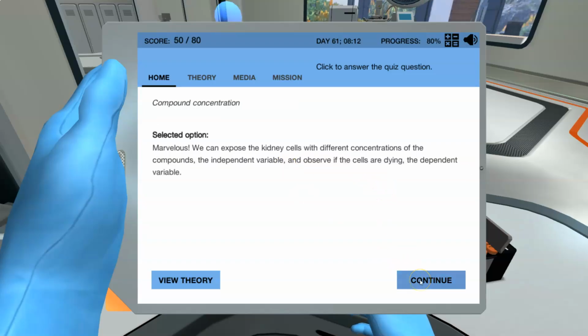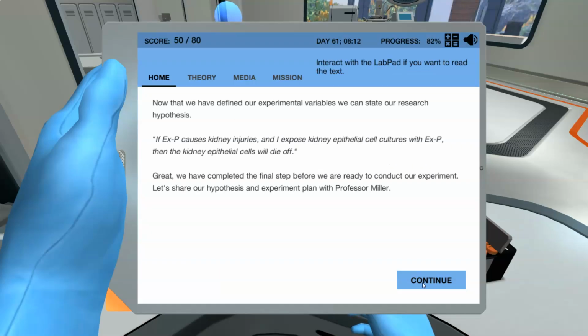Marvelous. We can expose the kidney cells with different concentrations of the compounds, the independent variable, and observe if the cells are dying, the dependent variable. Now that we have defined our experimental variables, we can state our research hypothesis. If XP causes kidney injuries, and I expose kidney epithelial cell cultures with XP, then the kidney epithelial cells will die off. Great, we have completed the final step before we are ready to conduct our experiment. Let's share our hypothesis and experiment plan with Professor Miller.